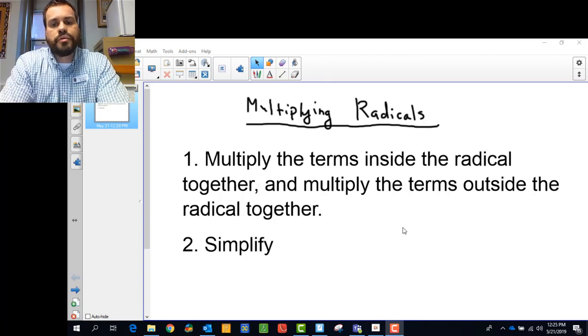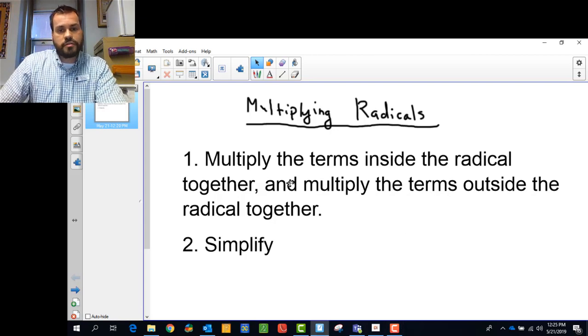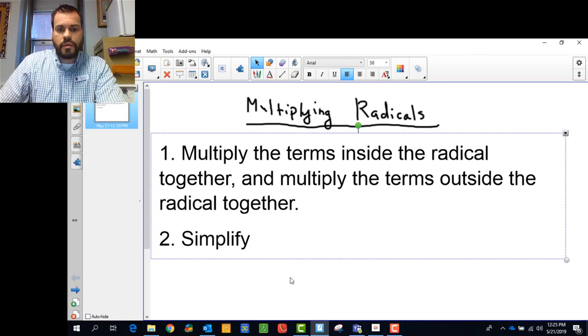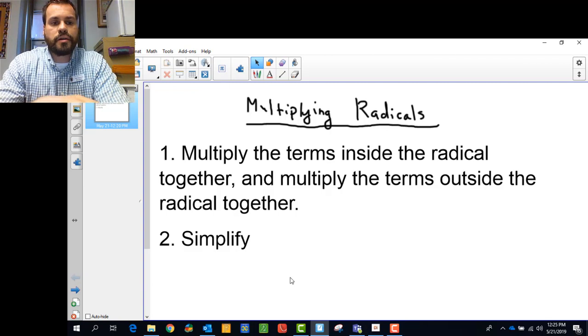So we're going to try to continue to go through the radicals operations. We've talked about adding and subtracting in a previous video, and now we're going to talk about multiplying radicals together. And I've just written here the two steps, which are pretty simple. We just multiply the terms inside the radical together by their product. We multiply the terms outside the radical together if there are any.